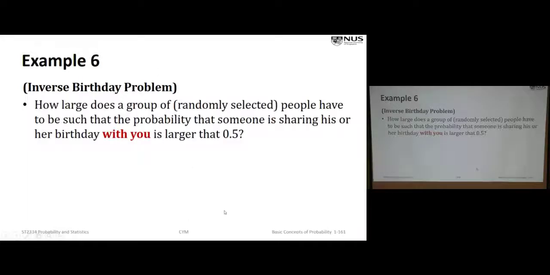All right, so I want to figure out how big the group is in order to have a chance of getting someone with the same birthday as my birthday with a probability bigger than 0.5.